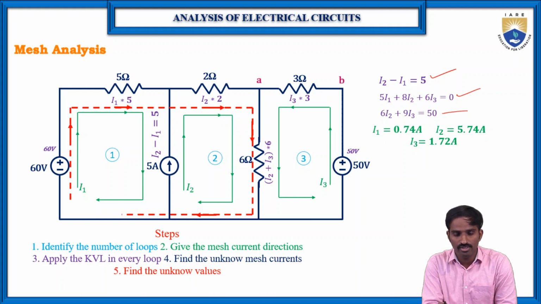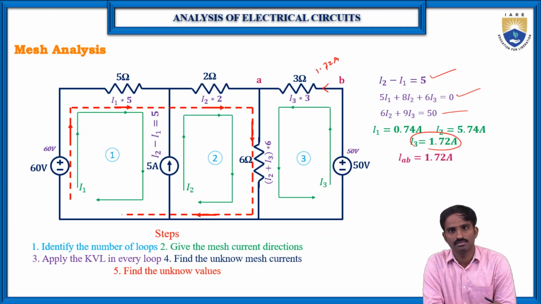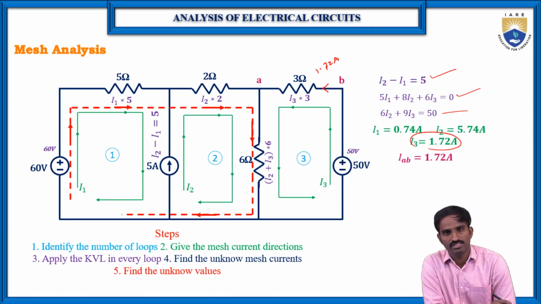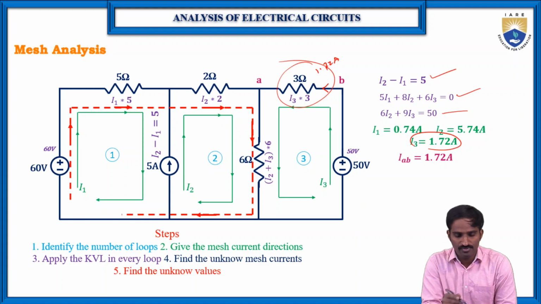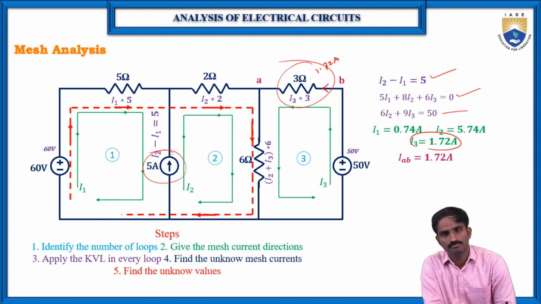According to the question, we need to find the current flowing through the branch AB, which is the current flowing through the 3 ohms resistor. The current flowing through the 3 ohms resistor is I3, so I3 is equal to 1.72. The current flows through this 3 ohms resistor from B to A, and IAB is equal to 1.72 amperes. This is the way we can find this unknown value using mesh analysis. Because there is a current source between 2 adjacent loops, we went through the super mesh analysis.